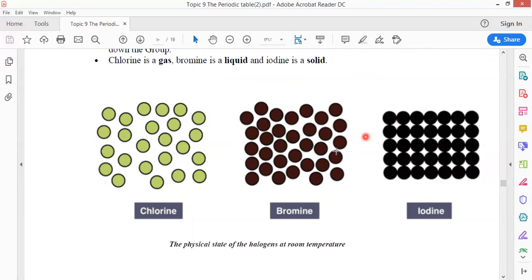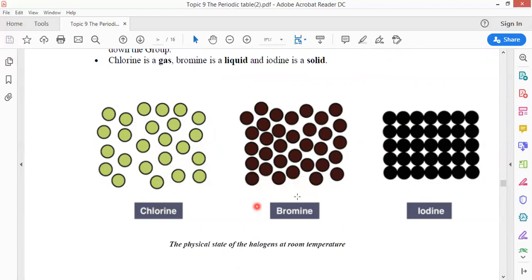Can you remember which topic we talked about arrangement of particles in liquid, solid, and gas state in topic number 1, particulate nature of matter? Yes, you are correct. So chlorine, bromine, and iodine.